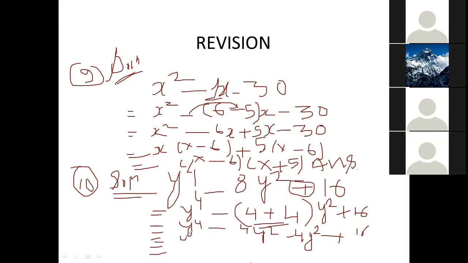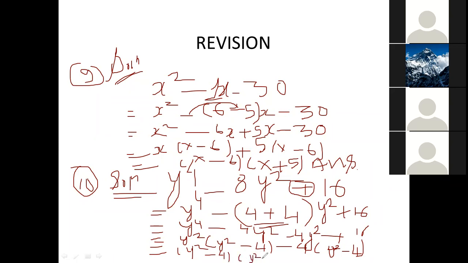Yes, sir. Y square common. What is left here? Y square minus 4. Next. Minus 4 common. Here also left y square minus 4. Is there any confusion here? No, sir. Minus 4. What is common now? Y square minus 4. Right? And next one also y square minus 4.